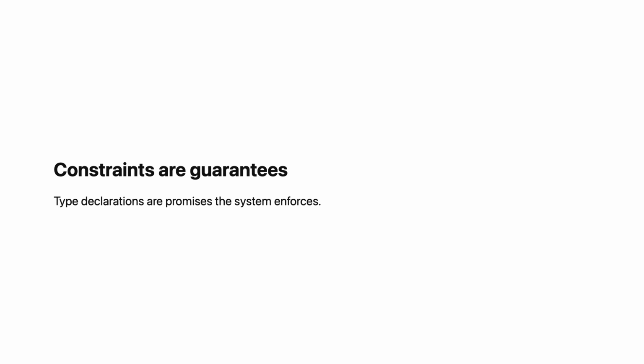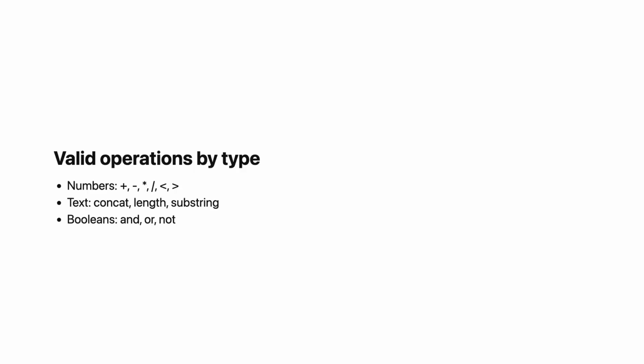Different types support different operations. Numbers support arithmetic, addition, subtraction, multiplication, division. You can compare them. Greater than, less than. Text supports concatenation, joining strings together. You can find the length. You can extract substrings. Booleans support logical operations and, or, not. Collections support operations like adding elements, removing elements, searching, and iterating.